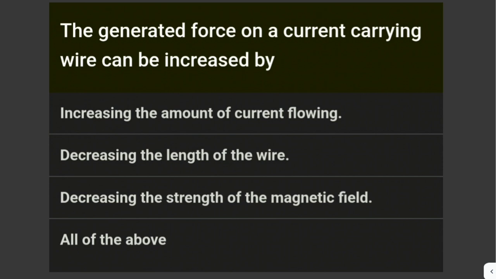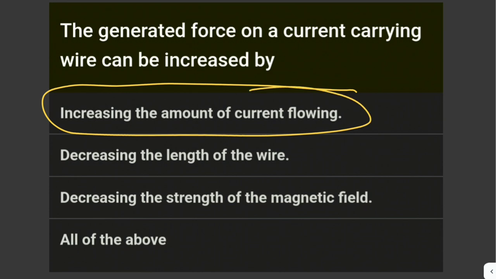The generated force on a current carrying wire can be increased by increasing the amount of current flowing, decreasing the length of wire, decreasing the strength of the magnetic field, or all of the above. So the generated force on a current carrying wire is directly proportional to the amount of current flowing, the length of the wire, and the strength of the magnetic field. So increasing any of these will increase the force on the wire and the capacity to do work. Therefore, the answer is increasing the amount of current flowing.